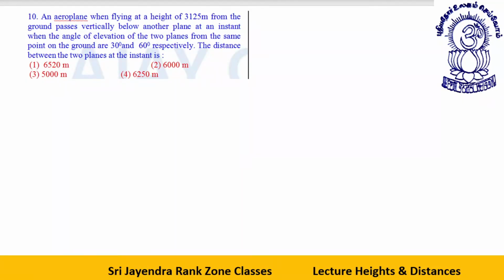An aeroplane, when flying at a height of 3125 meters from the ground, passes vertically below another plane at an instant when the angles of elevation of the two planes from the same point on the ground are 30 degrees and 60 degrees. The distance between the two planes at that instant is? The answer is double of 3125. Let's see what it is. The option is typed wrong, I think.